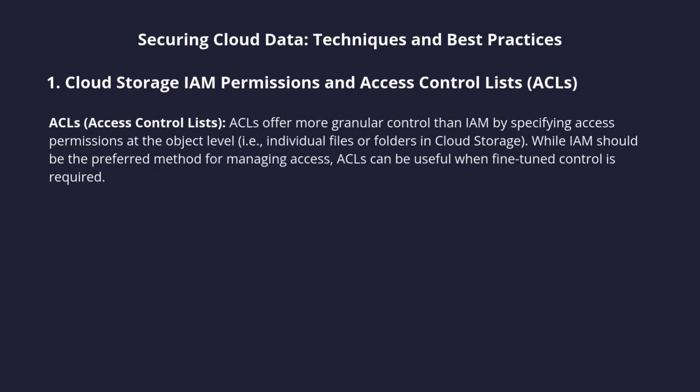ACLs, access control lists. ACLs offer more granular control than IAM by specifying access permissions at the object level, i.e., individual files or folders in Cloud Storage. While IAM should be the preferred method for managing access, ACLs can be useful when fine-tuned control is required.